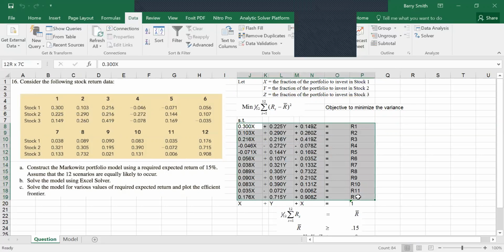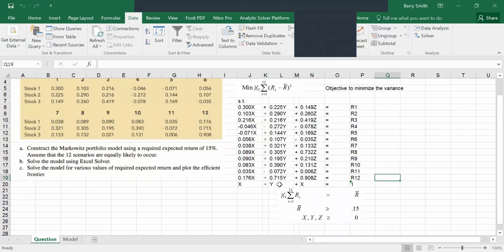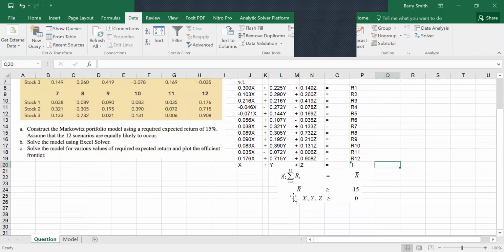And so then we have these 12 basically equations, and our RS is going from 1 to 12. And then we have x plus y plus z, I can't type, obviously. That's going to be equal to 1, adding them all together. And then we have the 1/12 sum of RS from S equals 1 to 12 is going to be R bar. And then R bar is going to be greater than or equal to 0.15, because it says the expected return has to be 15%, or 0.15. And then X, Y, and Z have to be greater than or equal to 0 in this case.